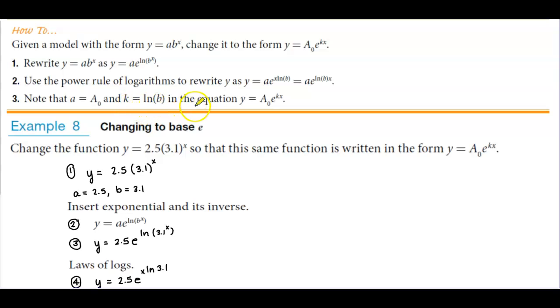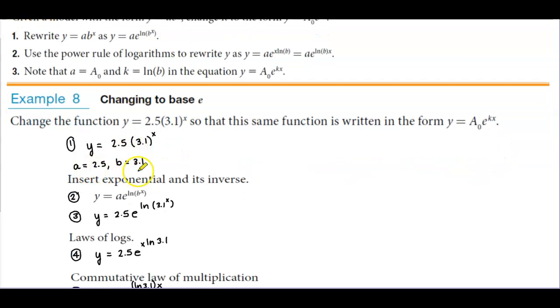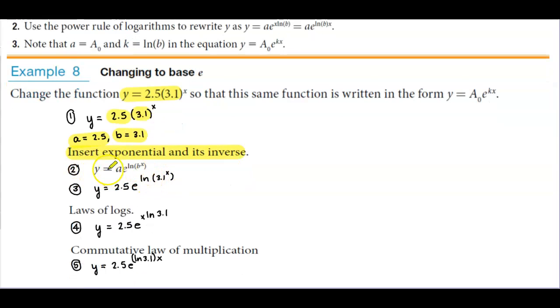So change the function y is equal to 2.5 times 3.1 to the x so that this same function is written in this form. So let's identify what represents a in this function. Well, we know that a is 2.5 and we know that b is 3.1. And then we're going to insert an exponential and its inverse. So now we're going to use this formula, and then we're going to plug in a to be 2.5, and we know that b is 3.1.